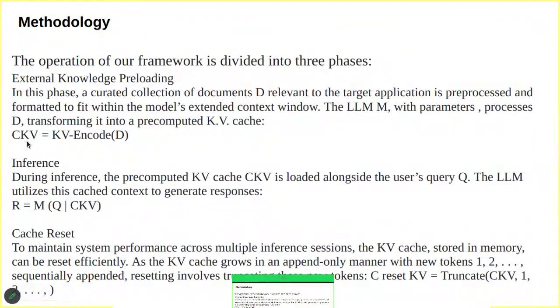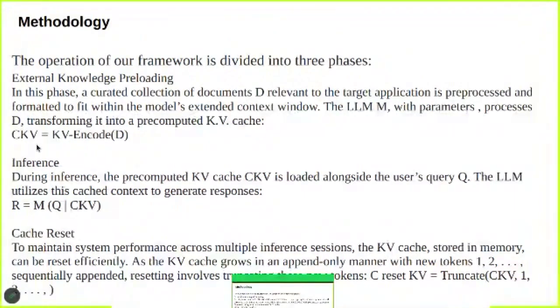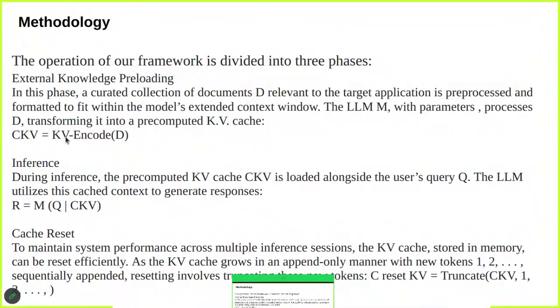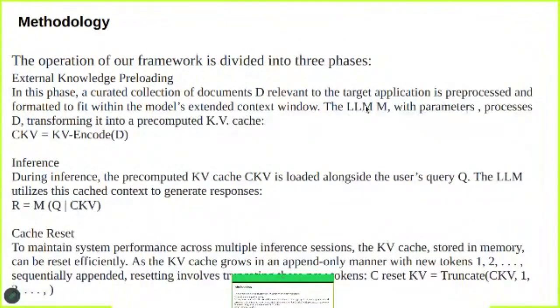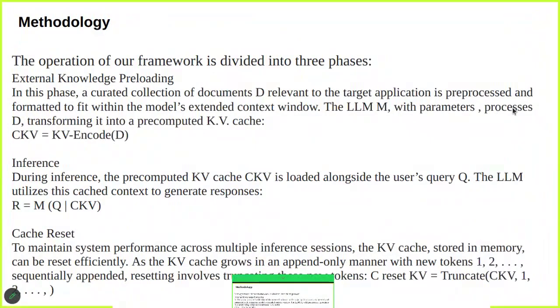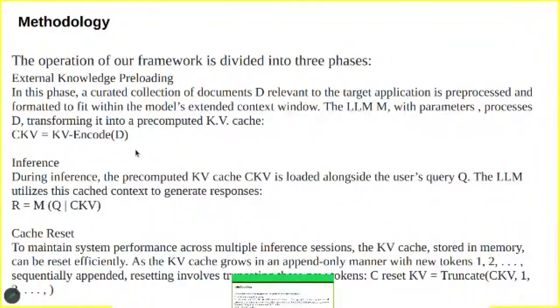So this function here, which is saying CKV, the result or the format, is gotten from KV-Encode, the key-value encode function, D, which is the input. So the input is D, which is the document or the knowledge. The knowledge is input into this function, and then we get the format. The knowledge is converted into this format here. Now, the LLM M, or the model M with parameters, processes the documents, transforming them into a pre-computed KV cache.